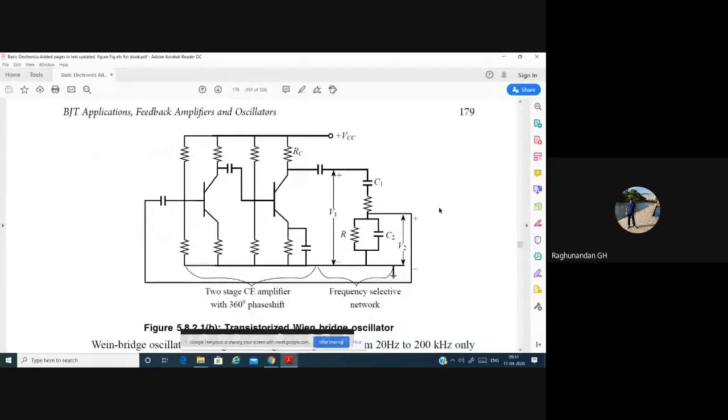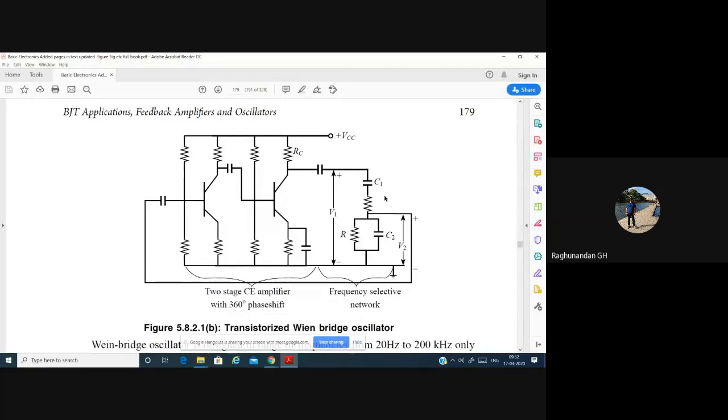So now we have to understand whether the voltage across this will be fed as input, the feedback, or the voltage across this will be fed as input. Let us see. If I consider this voltage as V2, let us analyze what will be the voltage across this.